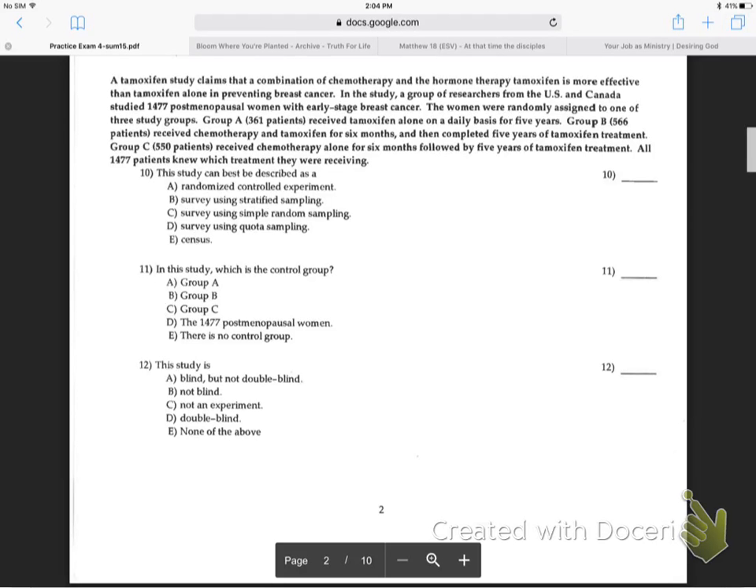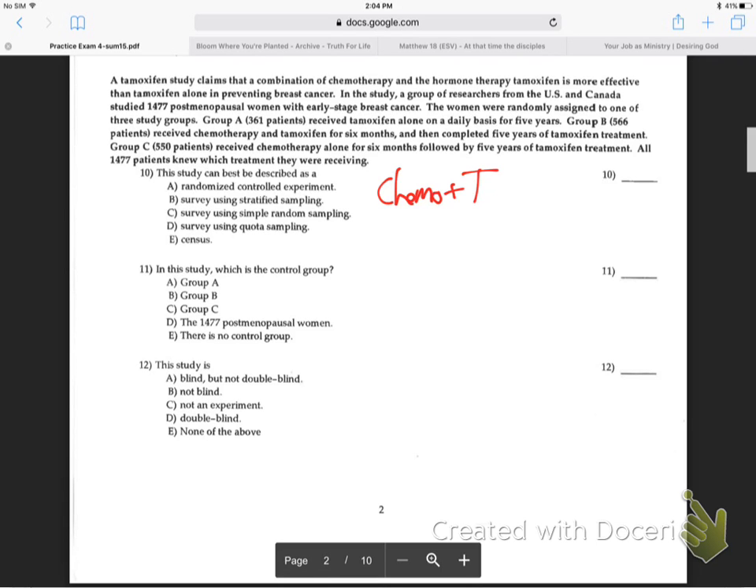Okay, a tamoxifen study claims that a combination of chemo and the hormone tamoxifen is more effective than tamoxifen alone in preventing breast cancer. So notice it's tons and tons of words, and you're under pressure for time. And I'm sure that's a big part of the challenge on these. Taking little notes might help. Like you got all these words. What are they saying? So they're saying chemo plus the T stuff.